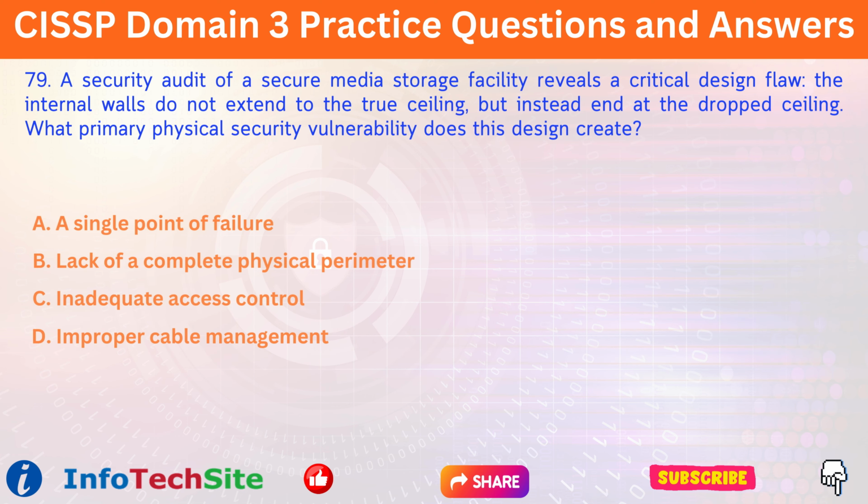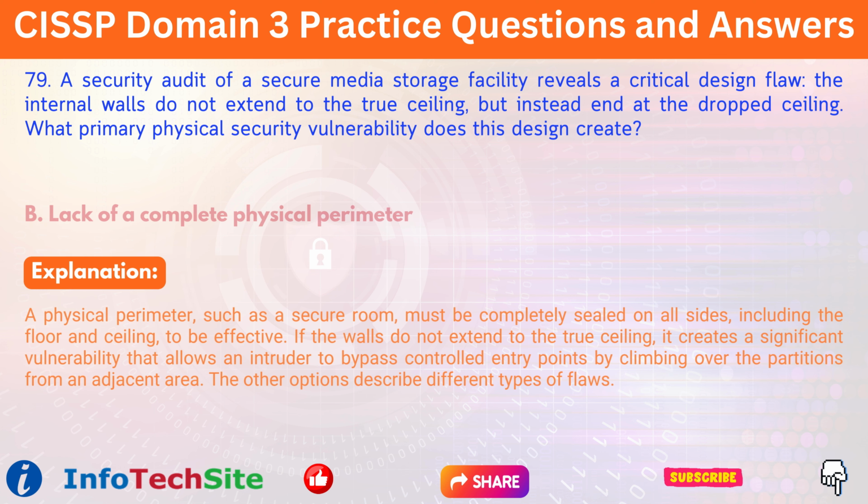79. A security audit of a secure media storage facility reveals a critical design flaw. The internal walls do not extend to the true ceiling, but instead end at the dropped ceiling. What primary physical security vulnerability does this design create? A. A single point of failure. B. Lack of a complete physical perimeter. C. Inadequate access control. D. Improper cable management. The correct answer is B. Lack of a complete physical perimeter.